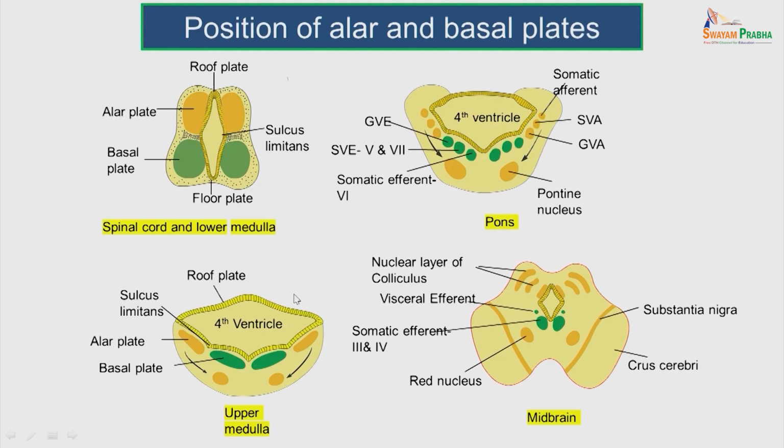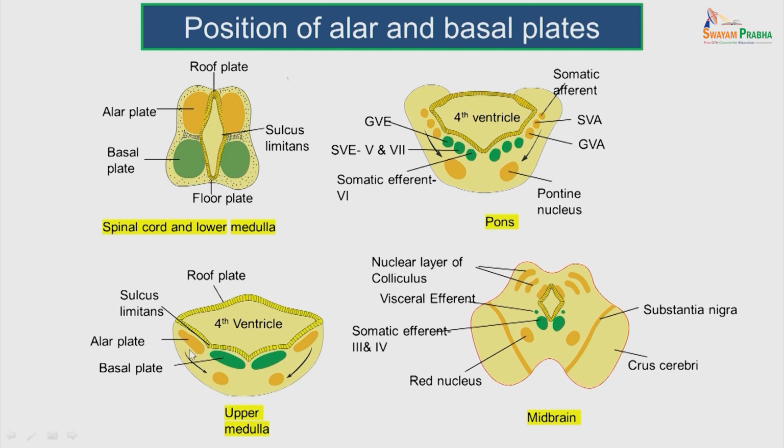Now, finally, you can see in this image how at each level the nuclei or functional columns are arranged according to their development. You can see the spinal cord and the lower part of the medulla, where you can appreciate the alar plate and the basal plate. Next, in the upper part of the medulla, it is expanded and forms the roof plate, forming the roof of the fourth ventricle.